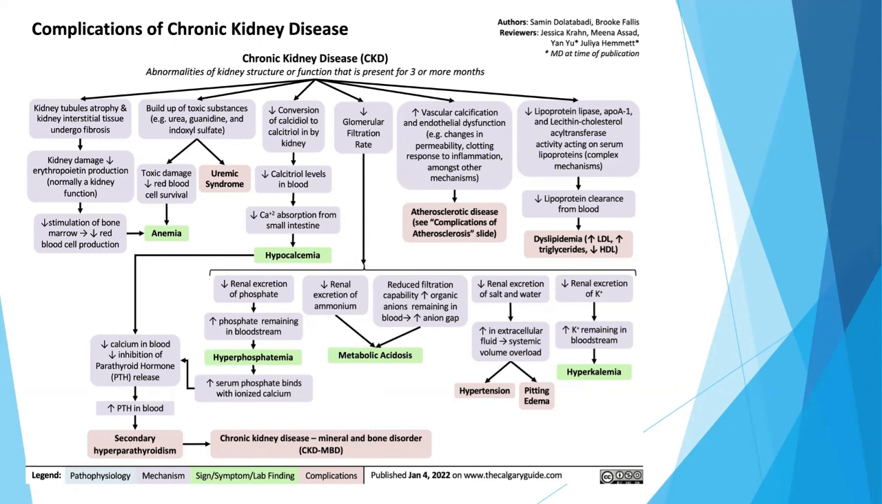and again secondary hyperparathyroidism. The decreased GFR also leads to decreased renal excretion of ammonium, which can lead to metabolic acidosis, or you can say increased anion gap metabolic acidosis. The decreased renal excretion of salt and water will lead to an increase in the extracellular fluid and systemic volume overload, which can lead to hypertension and pitting edema. Also, the decreased excretion of potassium will lead to hyperkalemia. Also, the vascular calcification can lead to atherosclerotic diseases, and there can be dyslipidemia or hypertriglyceridemia, which can also be present in chronic kidney disease.